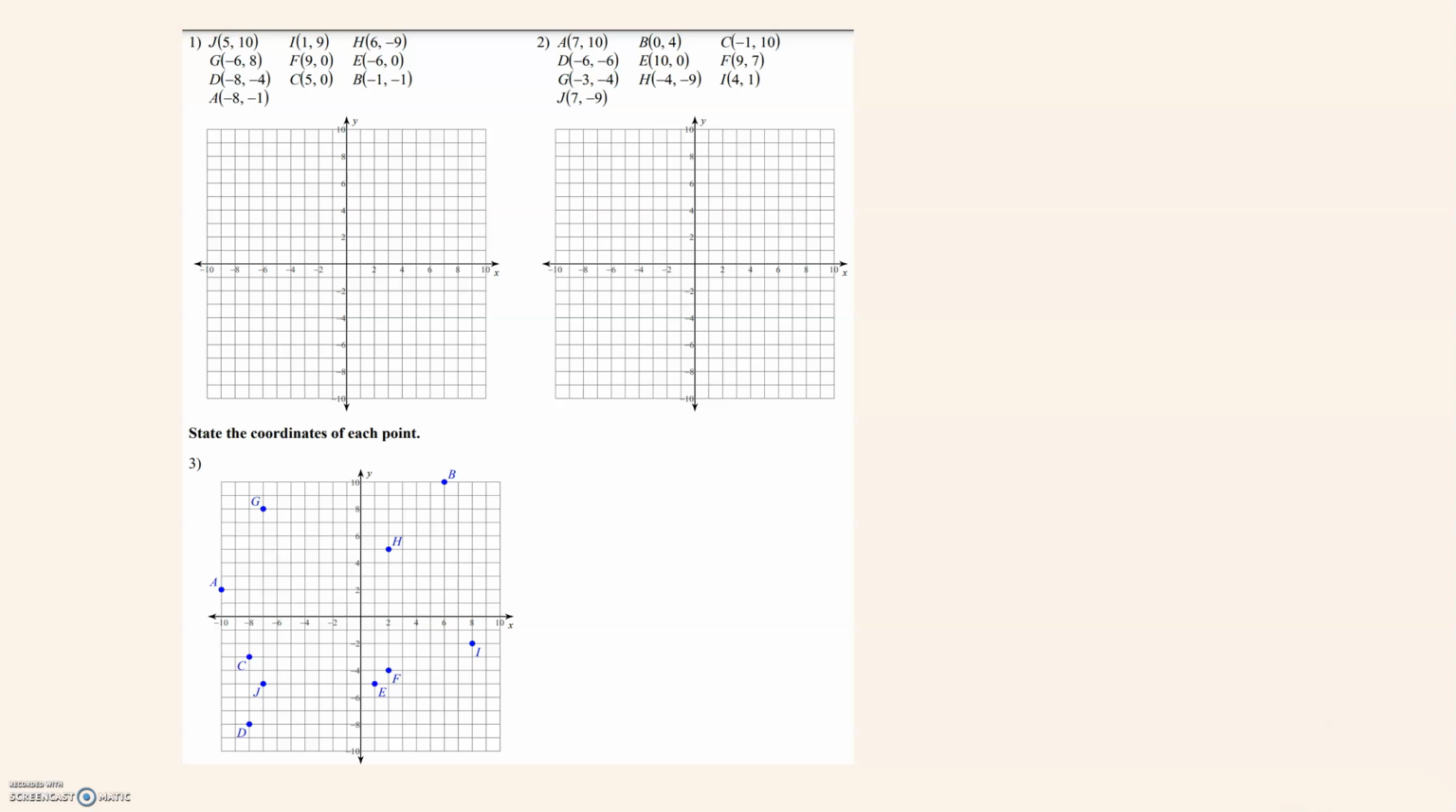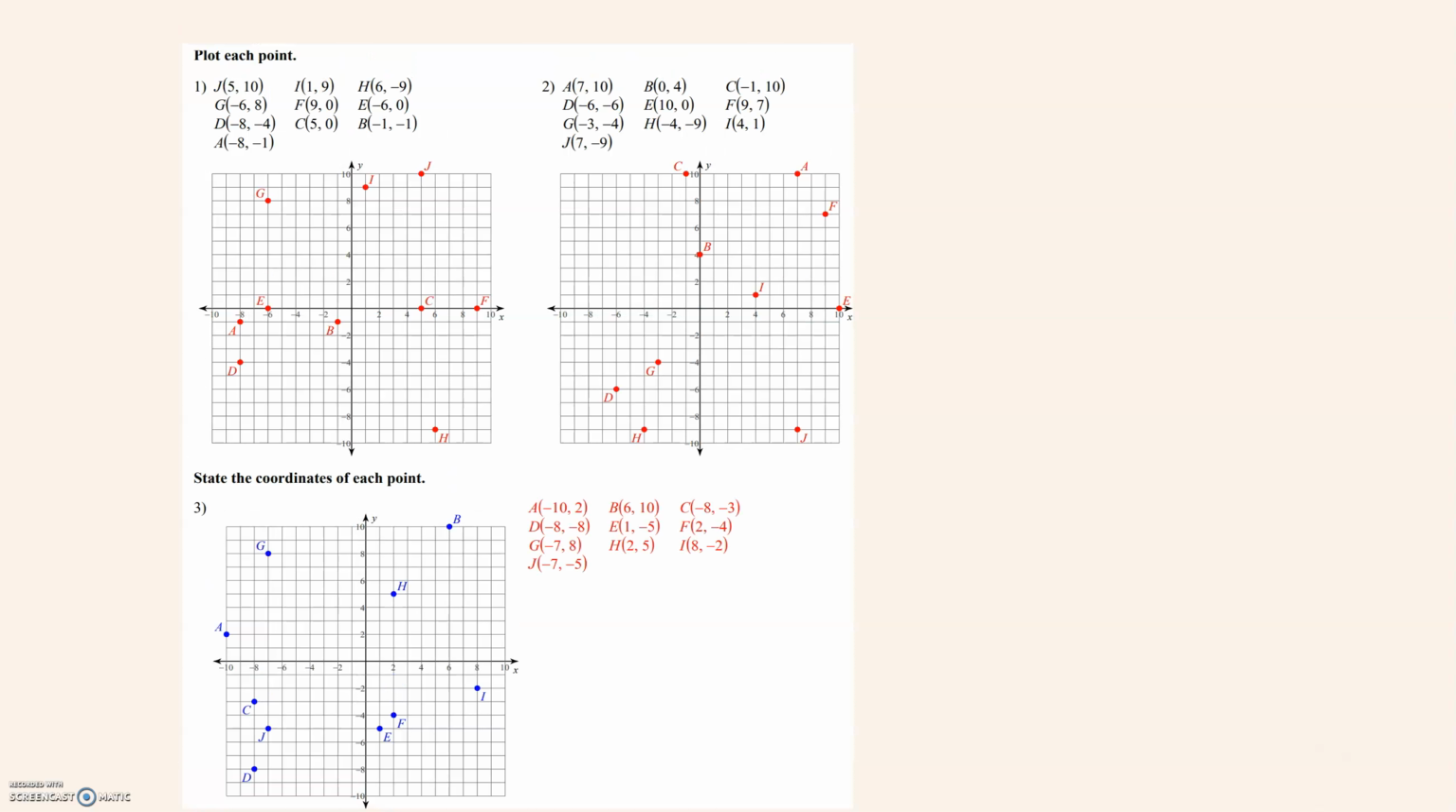So if you're at home, pause the video and you're going to practice using these 3 problems. You know I wouldn't leave you hanging. Here are the answers so that you can compare and fix the ones you got wrong.